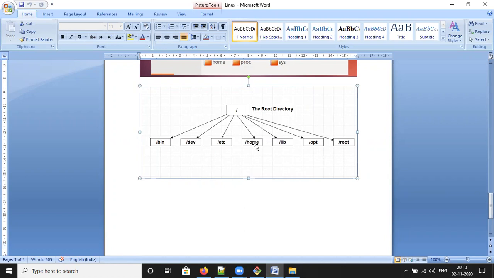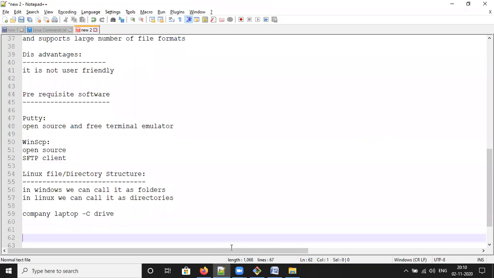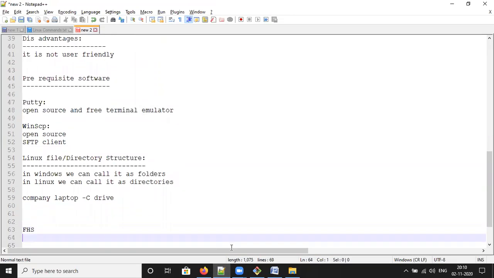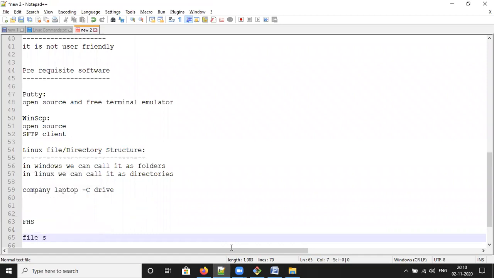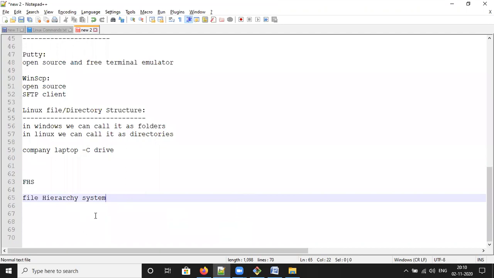The File System Hierarchy Standard, FHS. What does that mean? FHS, file hierarchy standard, or file system hierarchy. It defines the structure of the file system on Linux and other Unix-like operating systems. It also contains some directories that are not yet defined by the standard.